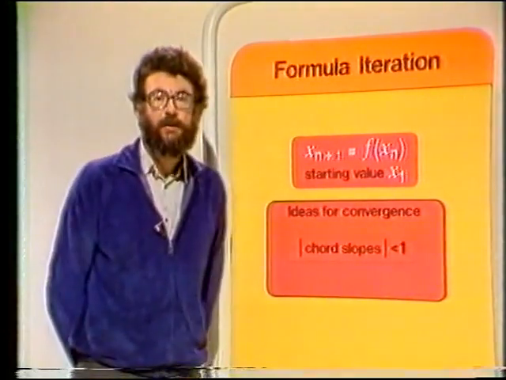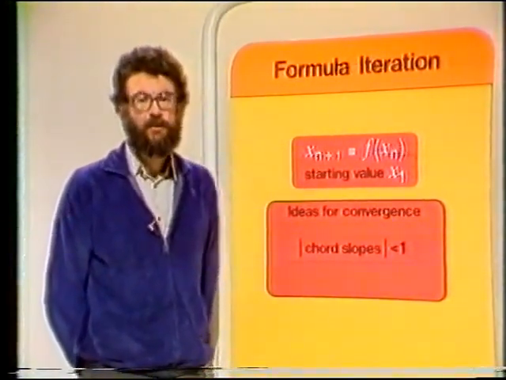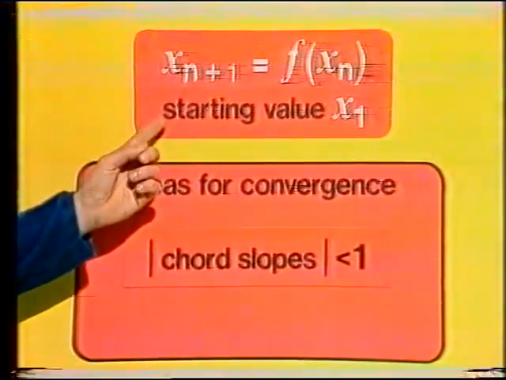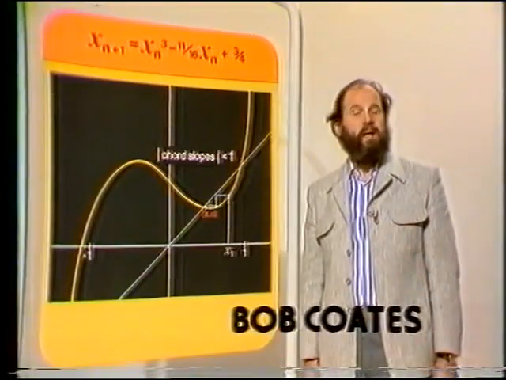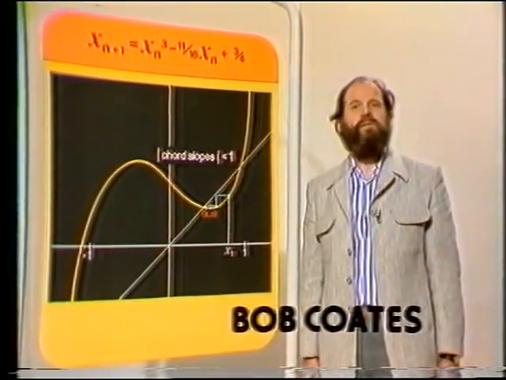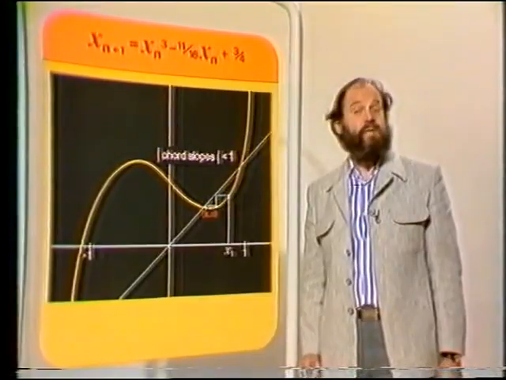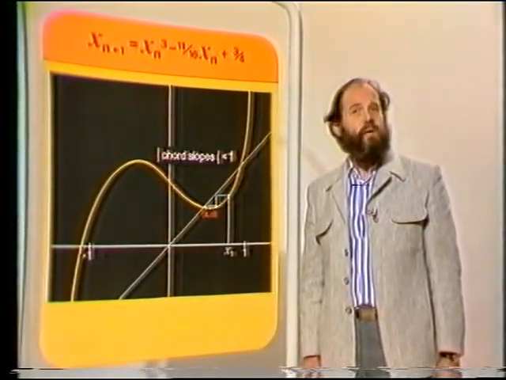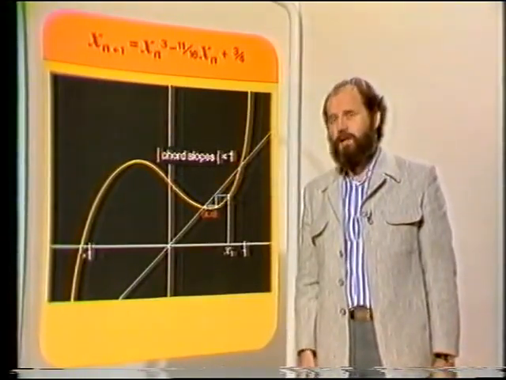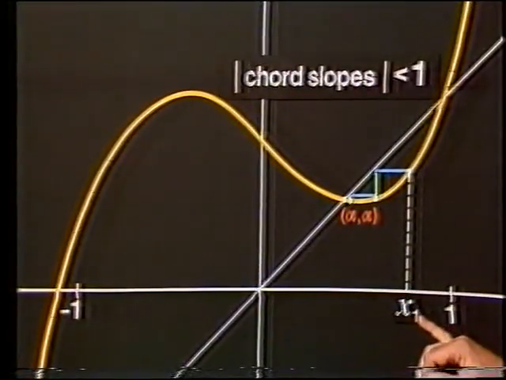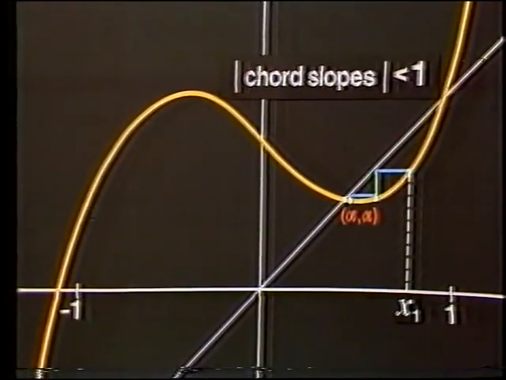So if we want our iteration to converge, we should make sure that our formula and starting value lead to points whose chords to alpha, alpha have slopes with modulus less than 1. So now we've got a good graphical condition for convergence. But there's just one snag. We don't know where alpha is exactly. That's the number that we want to find. And also, though we know x1, we can't predict in advance where x2, x3 and so on might be.